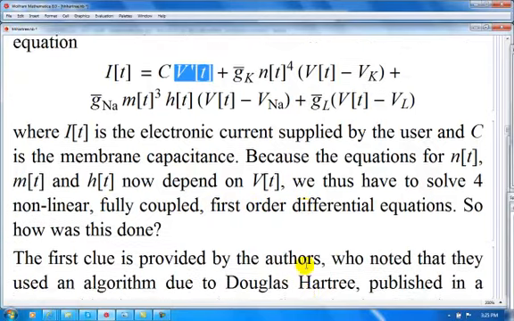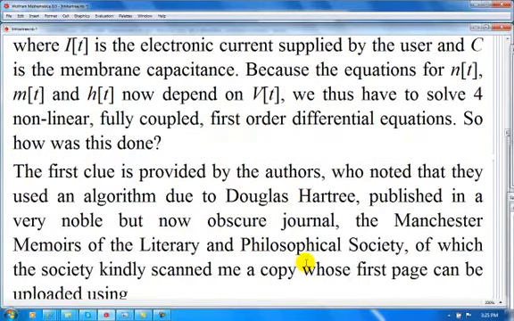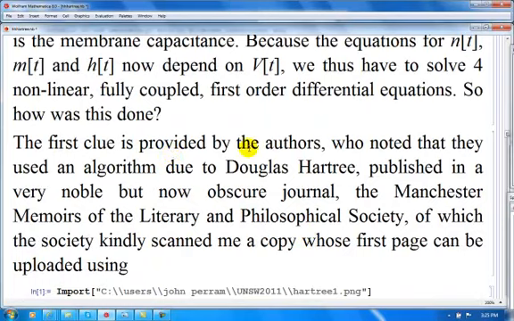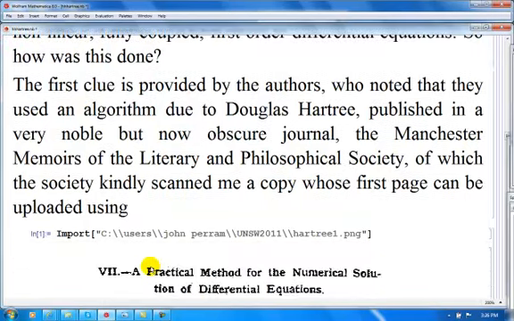So how was this done? Well, the first clue is provided by the authors, who noted that they used an algorithm due to Douglas Hartree, published in a very noble, in fact I think it's the second oldest scientific publication, but now obscure journal, the Manchester Memoirs of the Literary and Philosophical Society, of which the Society kindly scanned me a copy, whose first page can be uploaded using this.